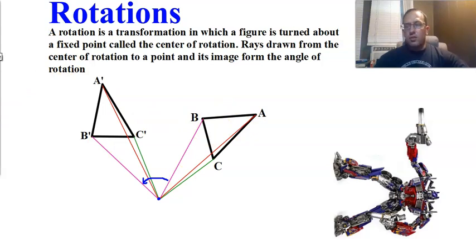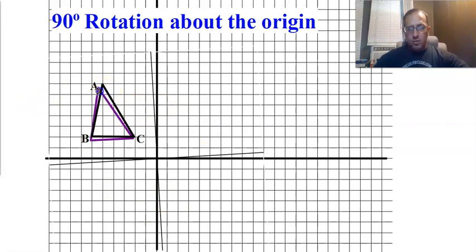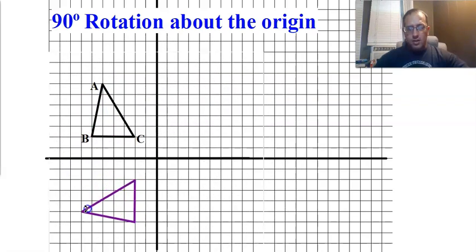All right, so let's take a look at this. What we're going to do here is rotate 90 degrees about the origin. Notice it does not say which direction. Unless the problem says otherwise, it's always going to be counterclockwise, so it's always going to be moving in this direction like so. We want to rotate it 90 degrees around the origin like that. This is counterclockwise.